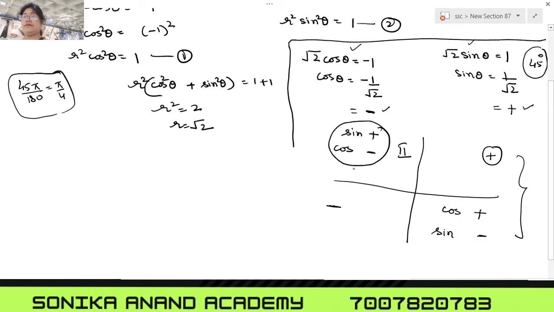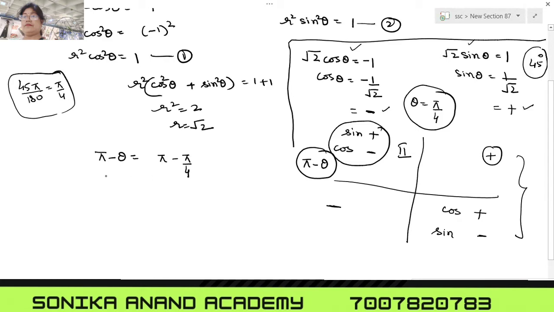Okay, ma'am. Now listen, this quadrant is what? Pi minus theta. So what is the value of theta? That is pi by 4. Clear? Clear, ma'am. So what is the value of pi minus theta? Pi minus pi by 4. So what is the answer now? 3 pi by 4. Okay.